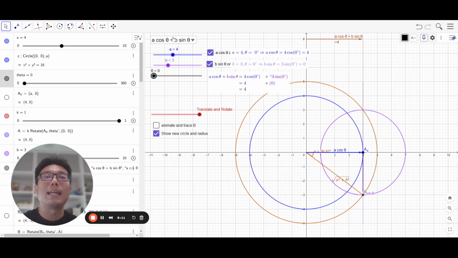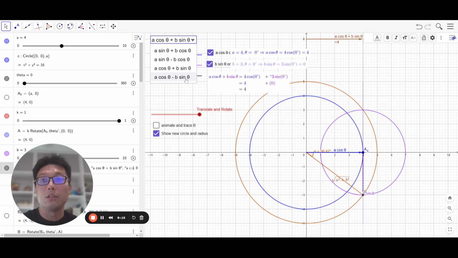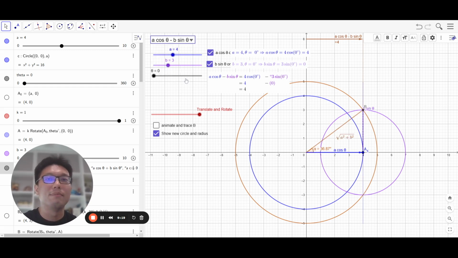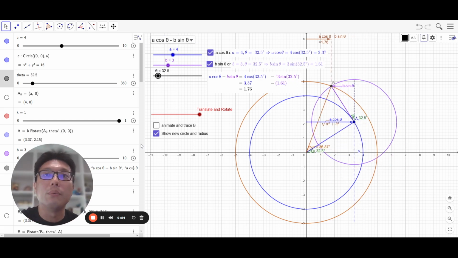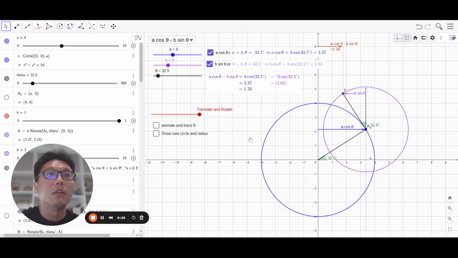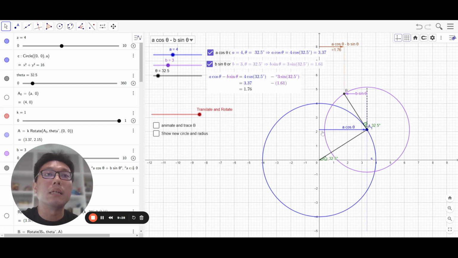So last one, which is A cosine theta minus B sine theta. How do you think it's going to look? Well, I think you probably have guessed it. It will be kind of like rotated the other way around. And let's just take a look with this. So this is A cosine theta minus B sine theta. A cosine theta is shifting ahead by 3.37, but B sine theta is 1.61. We're minusing it away, so it shifts back. And that gives us 1.76.